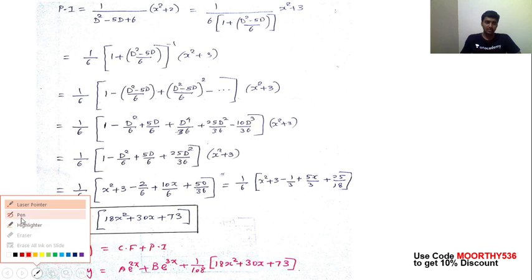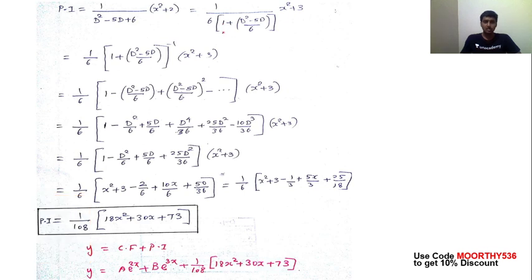So this whole format is compared to 1 plus x, where x is equal to (D square minus 5D) divided by 6. So we have converted the denominator into 1 plus x format. Then we have to take this denominator into the numerator, so we get 1 plus x whole power minus 1.